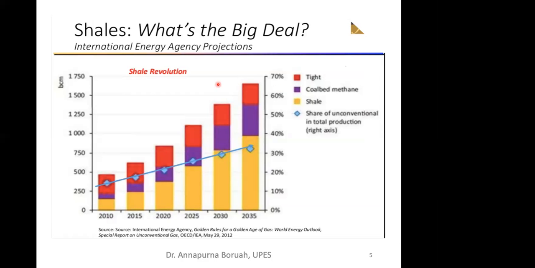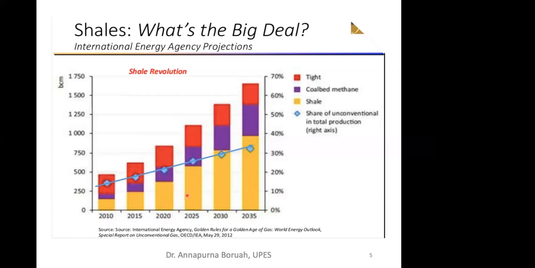Why is shale gas so important? What is the big deal with shale gas? You can see the shale gas revolution, which started in 2010. Here the red color indicates tight gas, purple color is coal bed methane, and you can see the yellow color, which is shale gas.